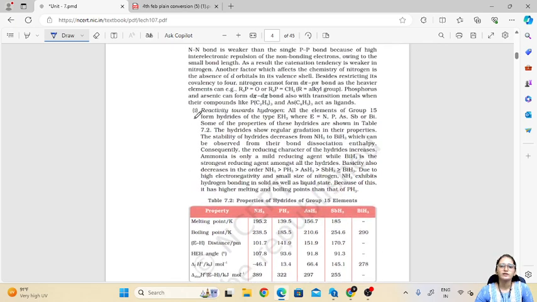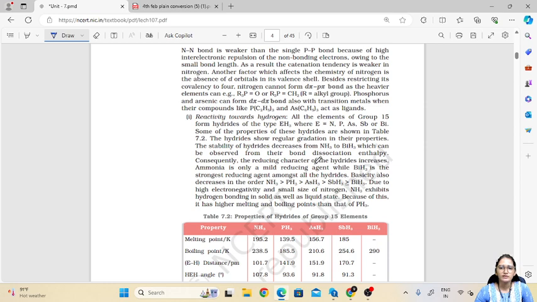Now the next important concept is reactivity towards hydrogen. These elements react with hydrogen to form hydrides. They form hydrides like NH3, PH3, AsH3, SbH3. So these are the hydrides. Now there are some trends shown here, like how it increases, how it decreases. First trend, bond dissociation enthalpy. Bond dissociation enthalpy decreases as you go down the group, because the bonding is stronger in the elements of small size, so the energy required to break the bond will decrease.